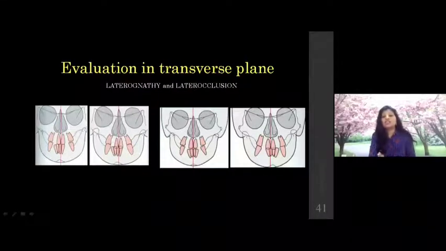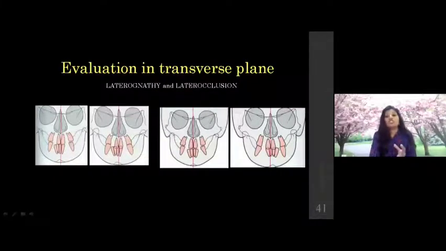Lateral occlusion occurs due to the functional shift. That is, there is a premature contact or something like that, so the mandible deviates. So it is not exactly due to a mandibular skeletal problem. It is due to the occlusion or the premature contact, which leads to shifting of the mandibular midline. Okay. So you have to differentiate between these two to come to a diagnosis of laterognathia and lateral occlusion.